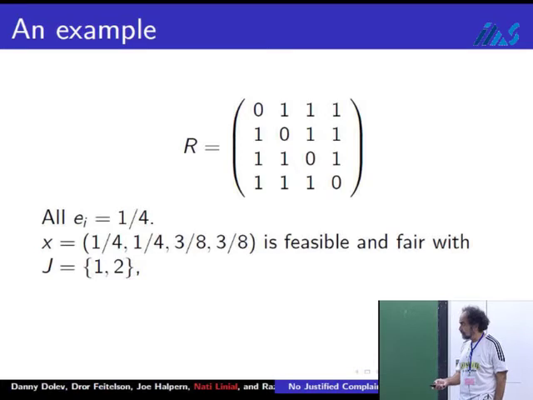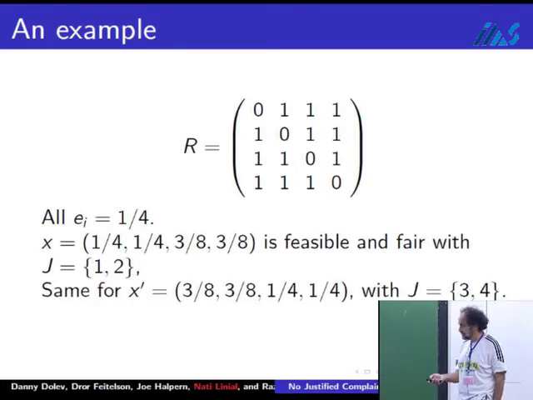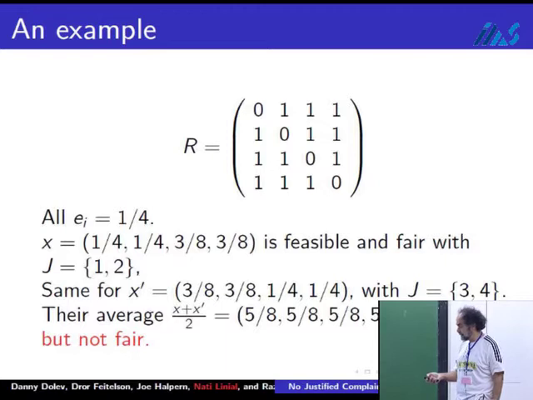or 2. But of course, you see the symmetry here, so you wouldn't be surprised that there is also this solution, 3/8. This is why I chose a simple example that's easy to see on the fly. So 3/8, 3/8, a quarter, and a quarter is also feasible and fair. And here, the bottleneck resources are 3 and 4. So let's average these 2 solutions. You get 5/8, 5/8, and so on. This is a feasible solution, but it's not fair.